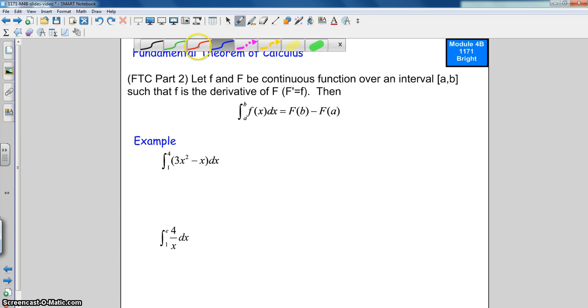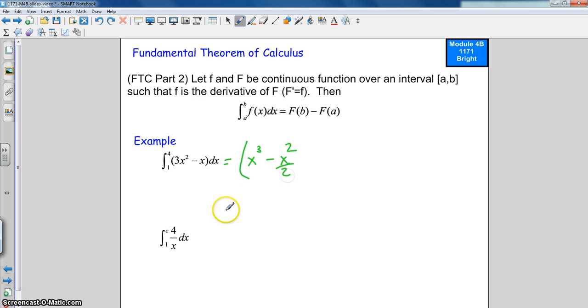Okay, so let's walk through a couple examples with this. In the first example, we first have to determine the antiderivative of this function. Back in Module 4a, we got some practice with this, so we increase the power by 1, so that's x cubed, and then we divide by that power, so it would be 3 divided by 3. So just x cubed. Do the same thing here, so we increase the power by 1 and divide by that power, and I end up with x cubed minus x squared over 2. And then I need to evaluate this, using a vertical bar, at the upper bound of 4 and the lower bound of 1.